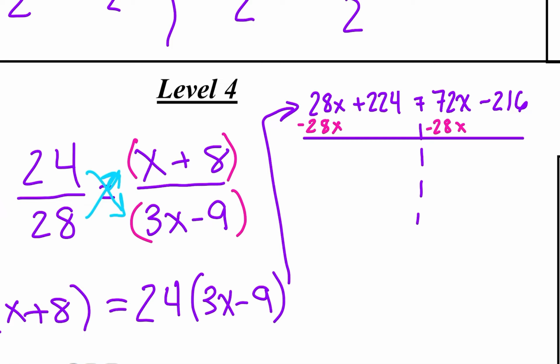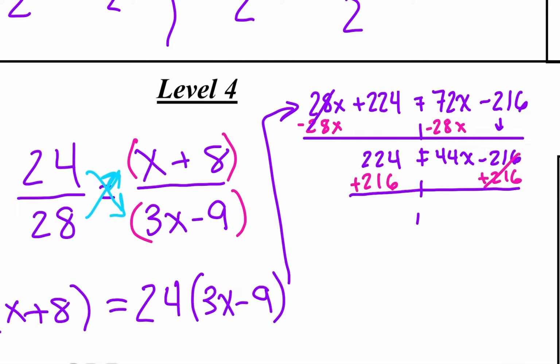There we go. Okay, so we're going to cancel out here, bring down our 224. This becomes 44x and bring down that minus 216. All right, next I'm going to take this negative 216 and add it to the other side. Cancel out here. And I end up with 224 plus 216 gives us 440. Okay, and then bring down this 44x.